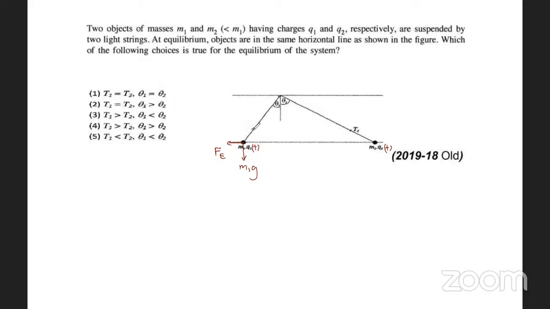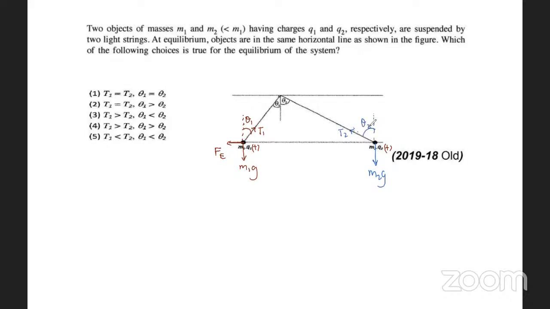It's going to be T1 here. And if this is theta 1, it should be theta 1 because of the alternate angle. And here let's go with blue color for the forces acting on this charge. m2g will be acting downwards, tension will be acting this way, and there's going to be an angle. What is this angle? Theta 2.